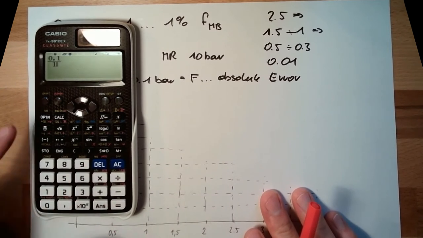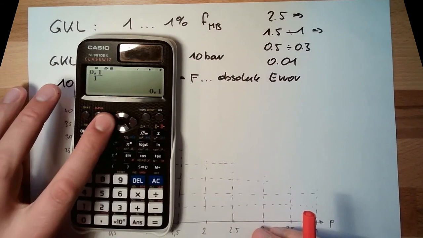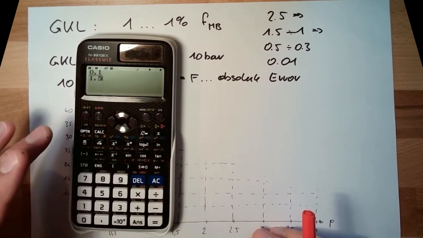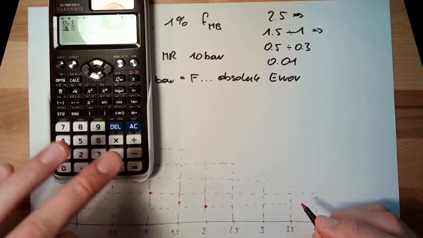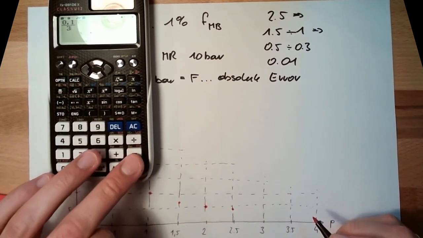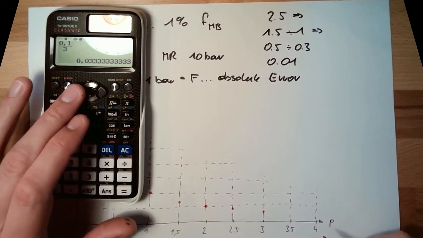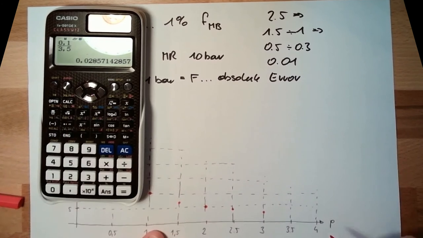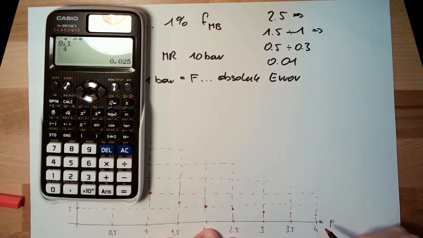At 1. Oh, that's easy. 10%. At 1.5, 6.6%. Somewhere here. At 2, we have 5%. It's also easy. At 2.5, 4%, at 3, we're ending up at 3.3%. Okay, so 3.5. Let's make the other ones too. 2.8% and 4, 2.5%.